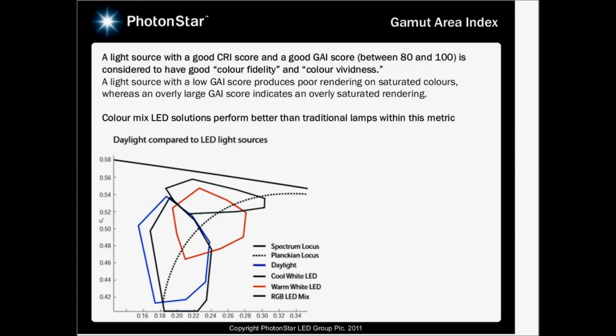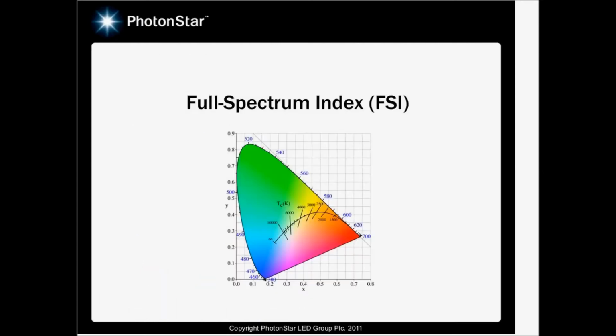So we're going to be supplying CRI information for chroma white broken down into the individual 15 swatches. We'll also provide full spectrum index data and GAI data as well. And what you will find is that chroma white actually performs well across all 3 of these metrics.